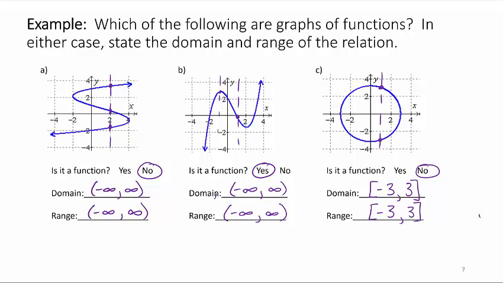Okay, so hopefully you got the idea. The vertical line test: if you can draw any vertical line on the graph and it crosses in more than one place, then it's not the graph of a function.